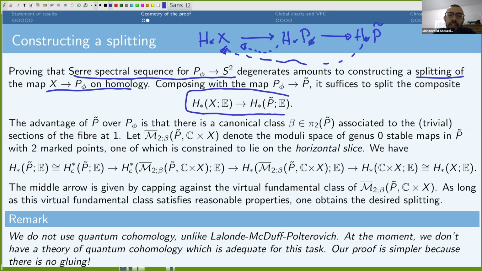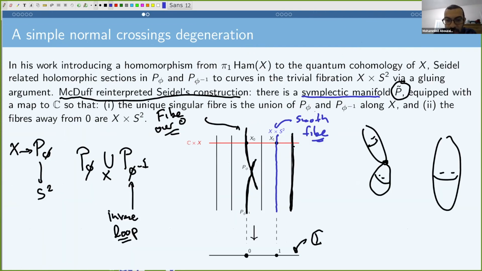We can kind of ignore the fact that we're working in the space P tilde rather than P phi, which is smaller. It's bigger, which may make you worried. But in this space, there is a canonical class in pi 2, which is the class of these spheres. This smooth fiber is S2 times X, so inside here you have S2 times a point. This is a canonical class of spheres that we can study. I'll repeat something at the end about the relationship with the earlier work, but for us, we just use this class.